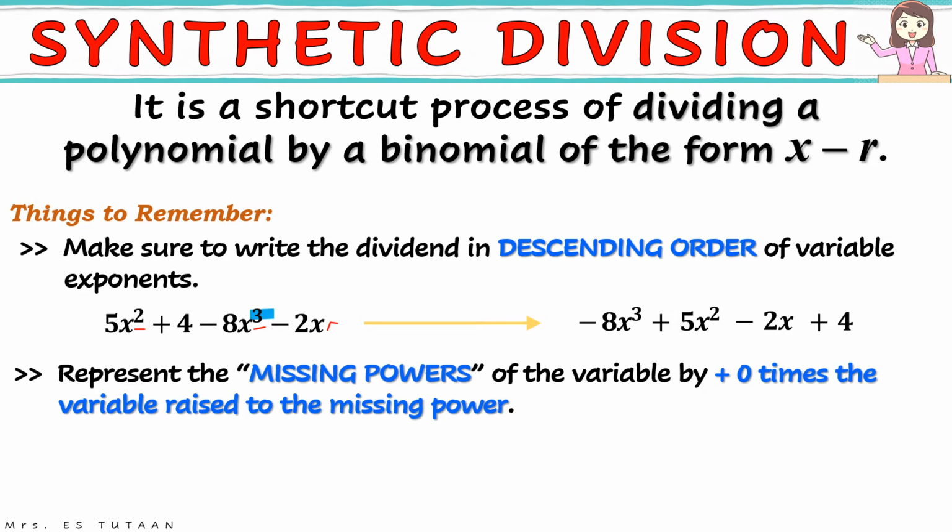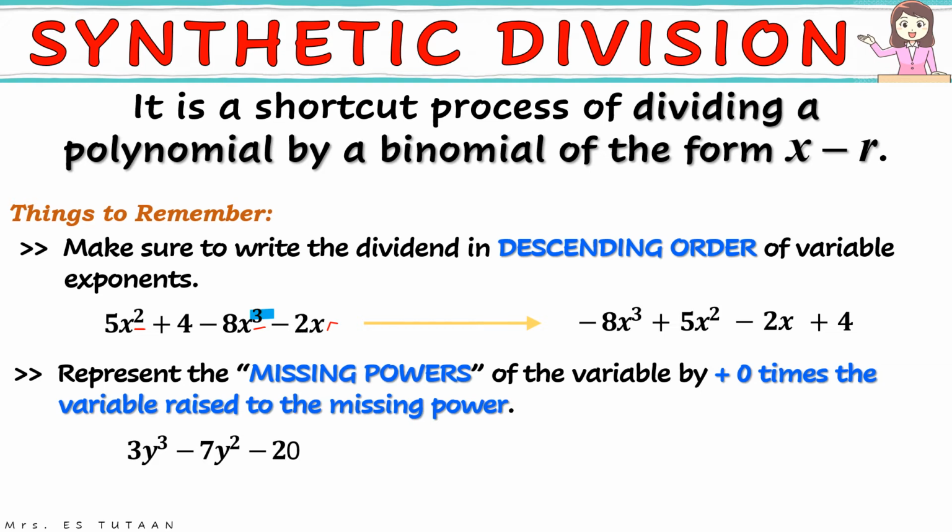Second, kung ang terms ay hindi kompleto, ibig sabihin, merong nawawala na terms, may nawawalang terms, you are going to represent that missing term by plus 0 times the variable raised to the missing power. So, paano yan? Halimbawa, we have 3y cubed minus 7y squared minus 20.